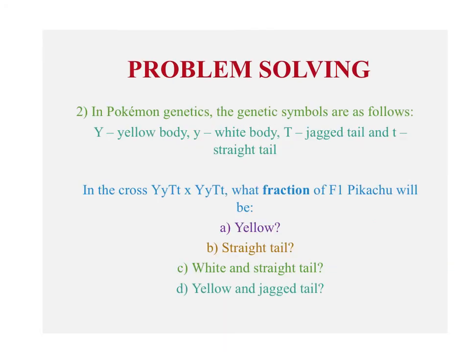Now I would like you to use what we did in the dihybrid cross and have a go at this question. In Pokemon genetics, the genetic symbols are as follows. Big Y is a yellow body, little y is a white body, big T is a jagged tail, and little t is a straight tail. In the cross, big Y, big T, crossed with another big Y, big T, little t, what fraction, and notice I've been very specific with what format I want the answer in, of the F1 Pikachu will be, firstly, yellow, secondly, have a straight tail, either colour, be white with a straight tail, and yellow with a jagged tail.